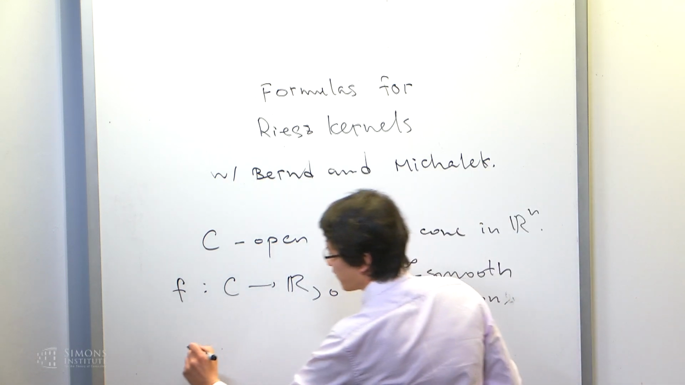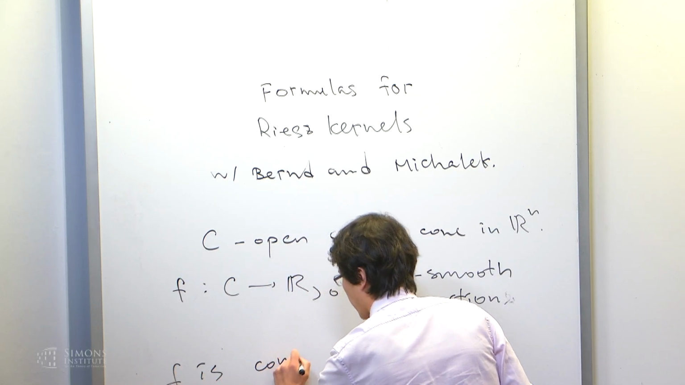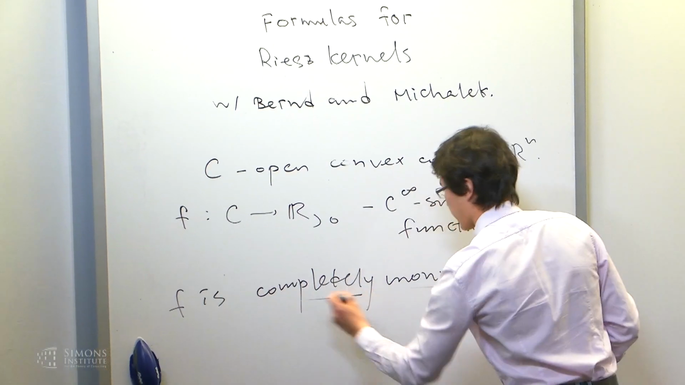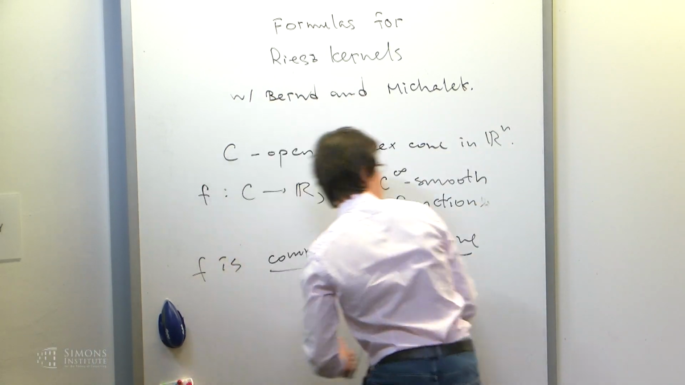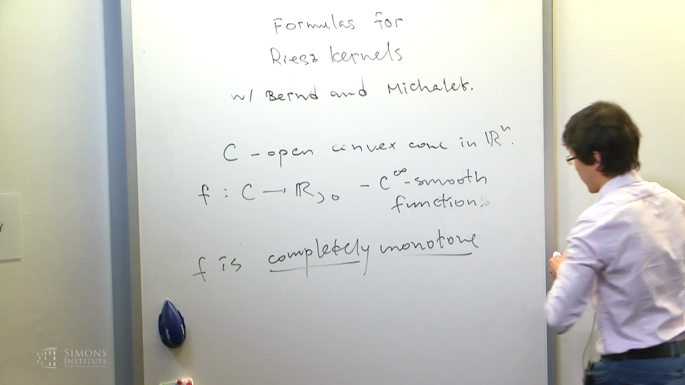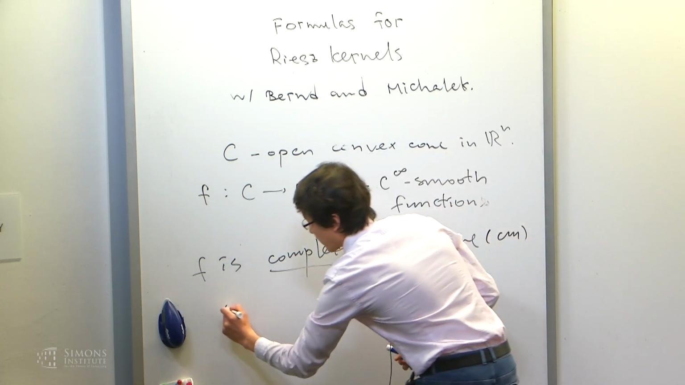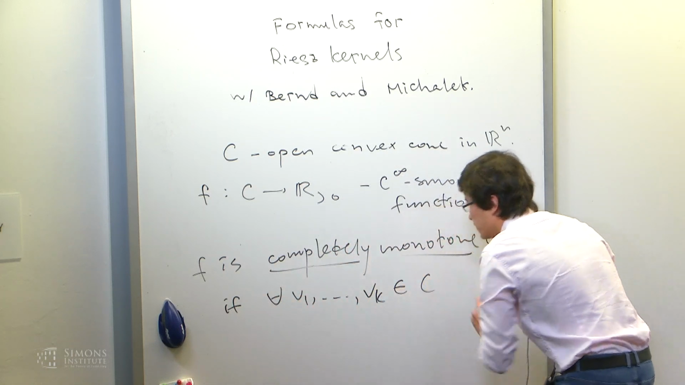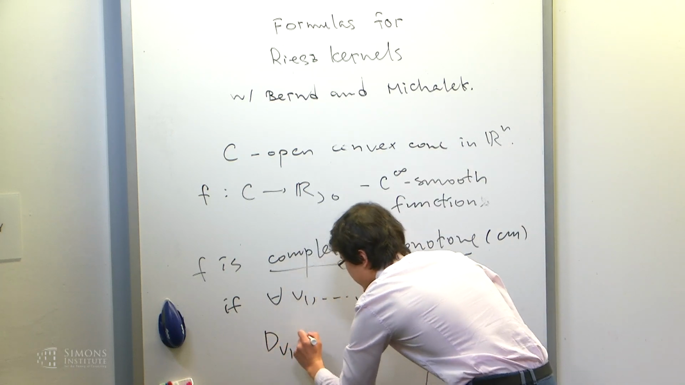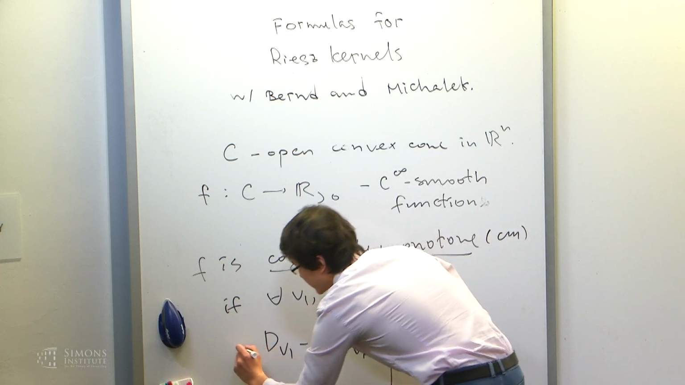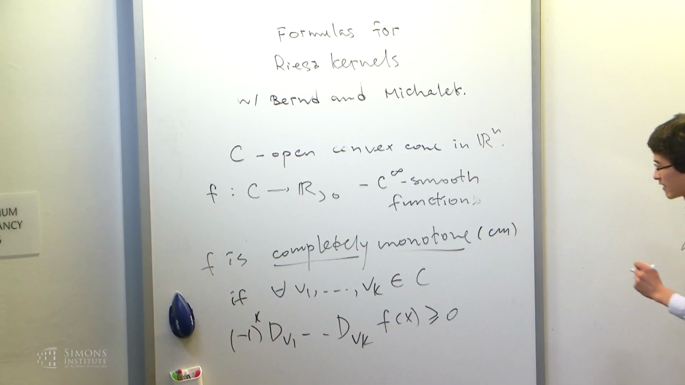I say that f is completely monotone, and I will abbreviate it to CM, if I take any vectors from my cone and take the directional derivatives with respect to these vectors of my function f, this has to be always a non-negative function up to the sign (-1)^k, for any k.